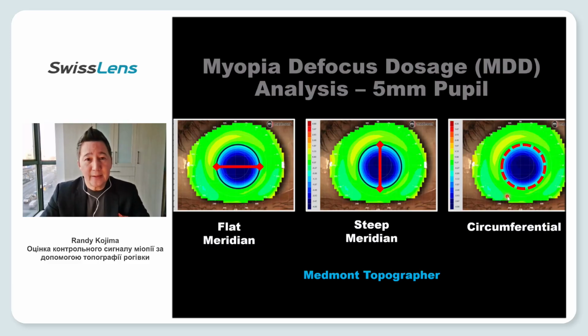Now, topographically in the Medmont, we looked at the flat meridian myopia defocus dosage, meaning what is the difference between the apical effect and the effect at the pupil border at a 5 mm pupil along the flat axis of the eye. Then, doing the same thing, comparing the apical change versus the power at the pupil along the steep axis, and then the apical change versus the average power across a 5 mm pupil circumferentially.